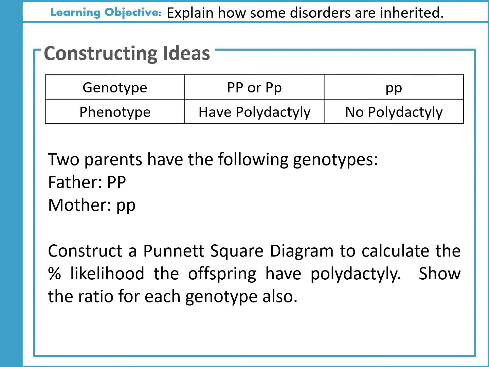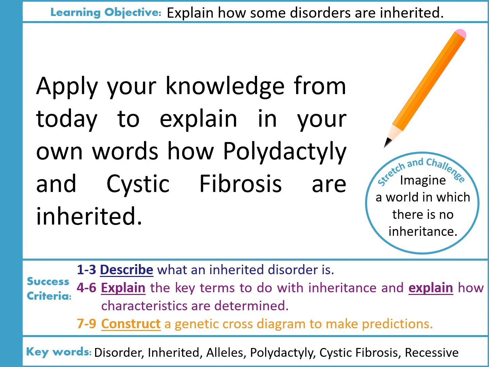Okay, now let's try that again. You'll see there's just been a slight change in the genotypes of the parents. Here we have the father that is big P, and mum, that is little p. I want you to make those Punnett square diagrams again, and again work out the likelihoods of each type of genotype resulting in the offspring. So hopefully now you can apply your knowledge and explain how polydactyly and cystic fibrosis occur as conditions through inheritance.